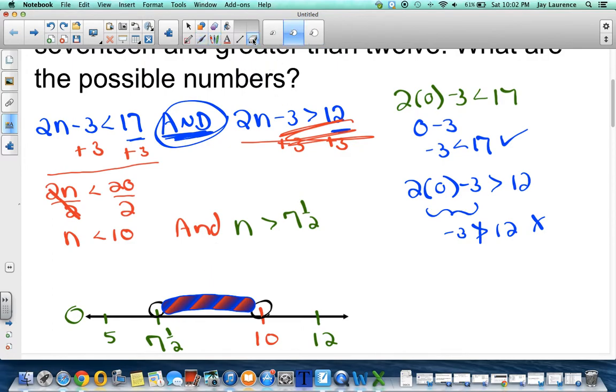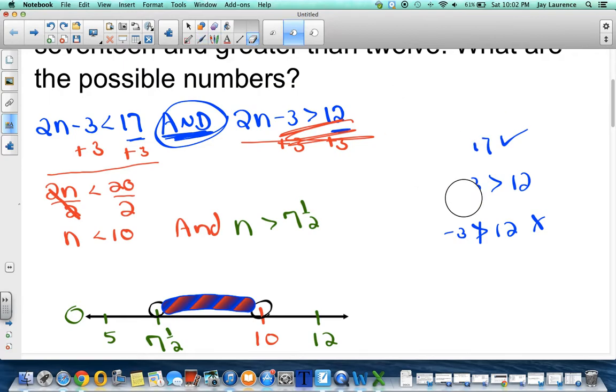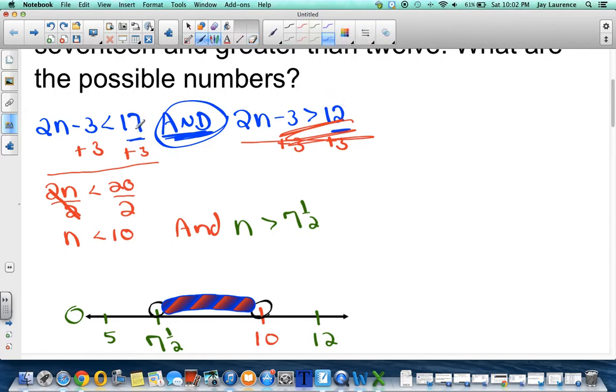Okay, now I promised to show you a different way to do an and. It's the way I like to do them, but most students like to do them that first way. Since the 12 is going to be less than 17, I can write the and like this. I've got this 12, and the 12 has to be smaller, right? Less than. Why did you flip the inequality? Well, technically I didn't, because 2n minus 3 is greater than 12. That means the same thing as 12 is less than 2n minus 3. And then I'm going to rewrite this, less than 17.